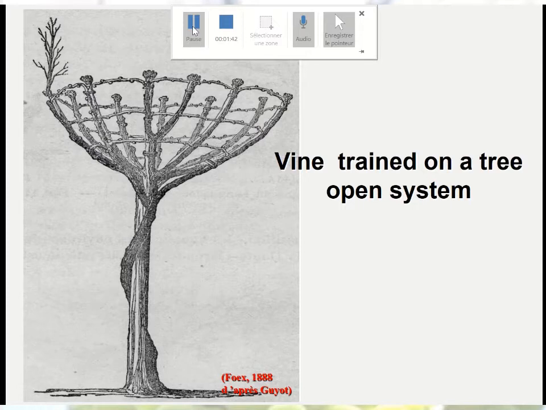This is an example of vine trained on tree. It's a dead tree, it's an open system. It's a sort of very big and open goblet, if I may say. I saw this training system in some collections in Italy.